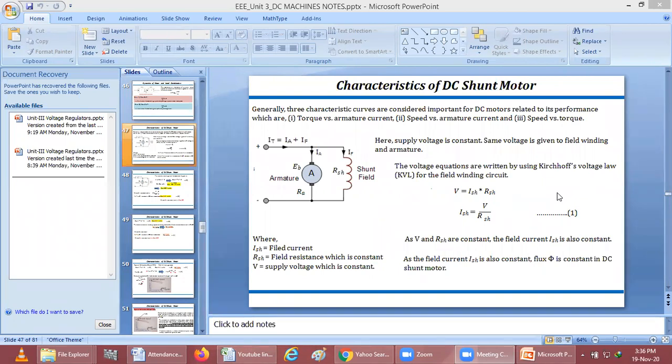Then we saw the torque equations. Then we saw there are different loads we can connect at the output of the DC machines. This load can be domestic, agricultural or industrial as per our need. If we use it at the domestic level, we call this a single phase load, and if we use these DC machines at the industrial level, we call this a three-phase load. Now, in today's session, we have to see the characteristics of the DC shunt motor.